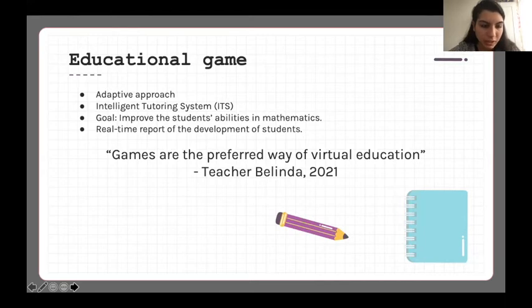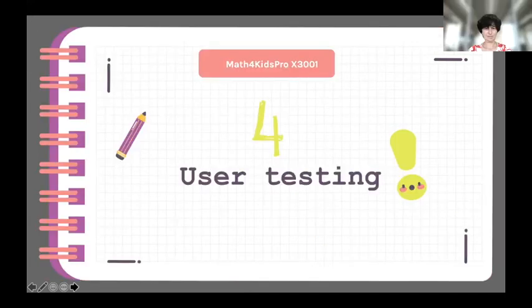We'll quickly go through this slide. Through an adaptive approach, the students will learn through the app, and using the ITS, they can support the educator in knowing which math sign a student struggles with. The ultimate goal is to improve the students' abilities in mathematics, and by using a real-time report of the development of students, we can also track their performance over time.